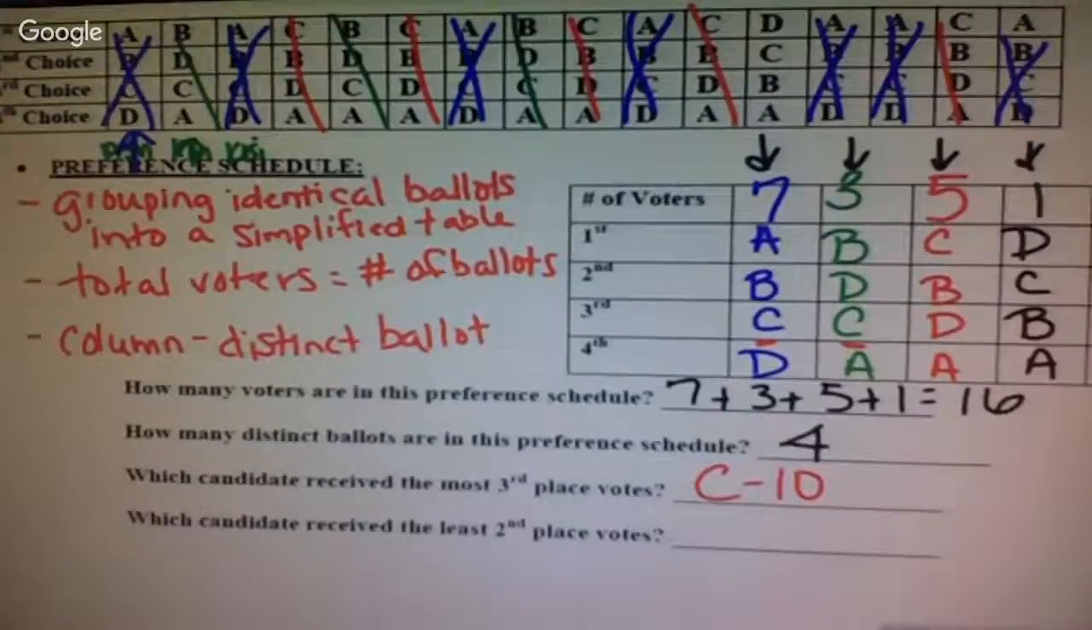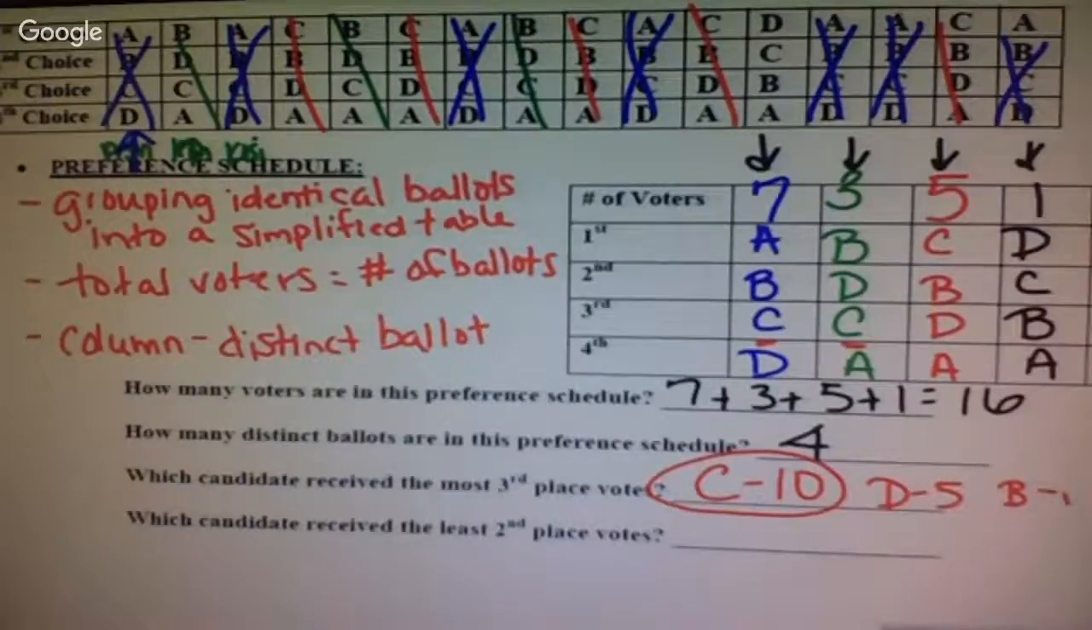Okay. That's the biggest thing that everybody messes up with this chapter: you've got to make sure that you're paying attention to the numbers at the top. It's not how many times, it's how many voters put them there. So C has 10, D would have 5, and B would have 1, which means yes, C has the most third place votes. And so please be very cautious of that.